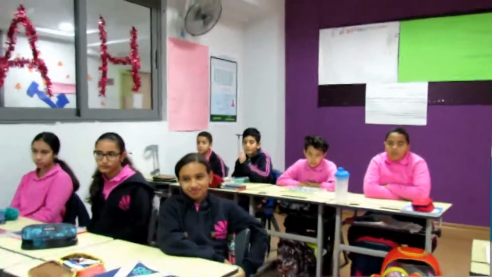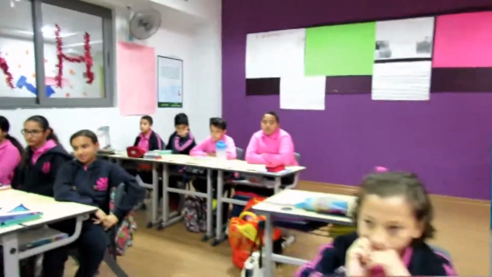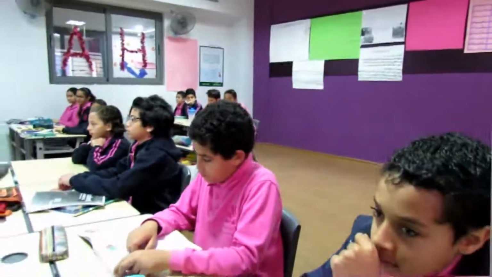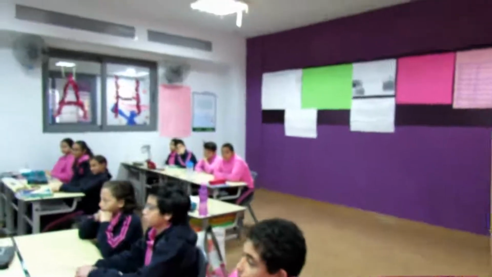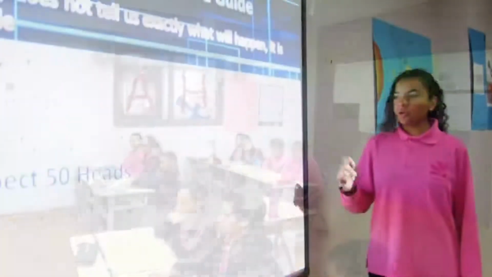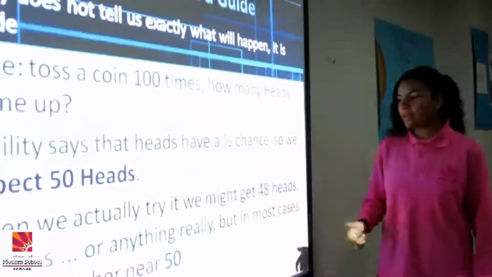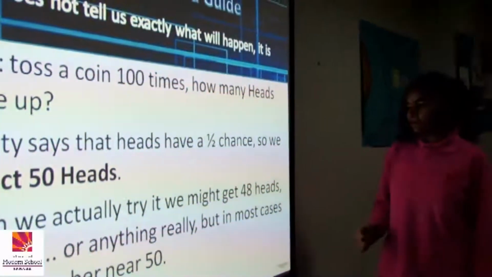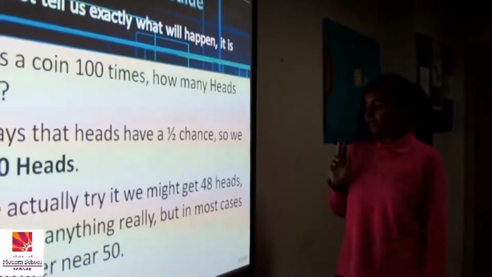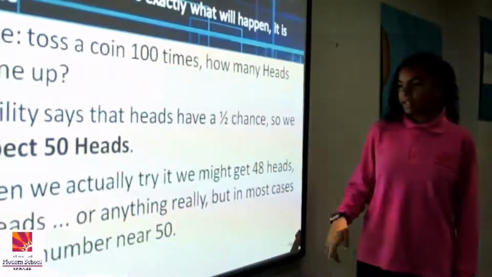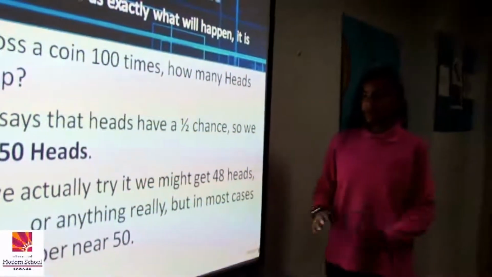Probability is just a guide. Probability does not tell us exactly what will happen. It is just a guide to what's going to probably happen. Example, tossing a coin 100 times, how many heads will come up? Probability says that heads have a half chance, so we can expect 50 heads. But when we actually try it, we might get 48 heads or 55 or anything really. But in most cases, it will be a number nearer to 50.